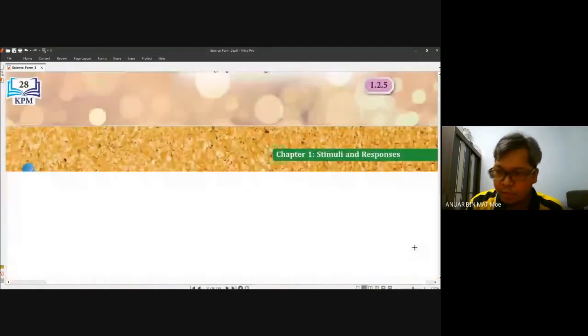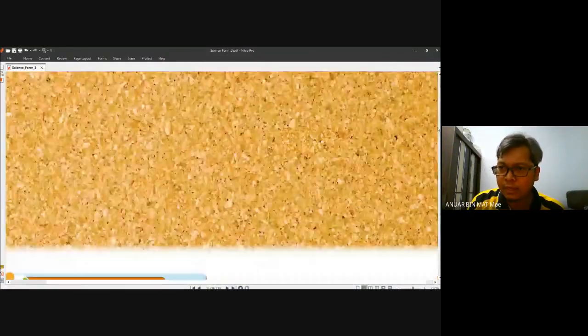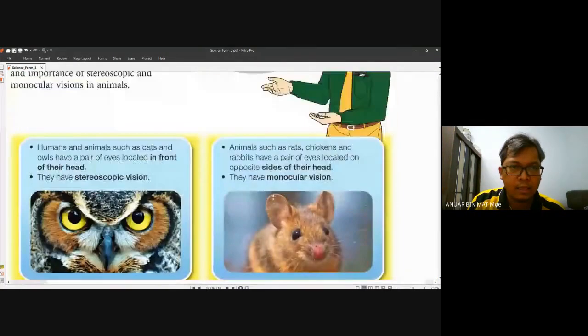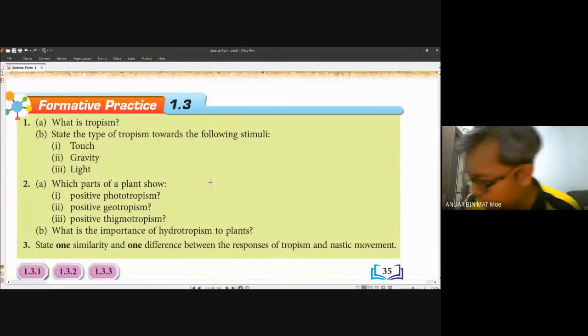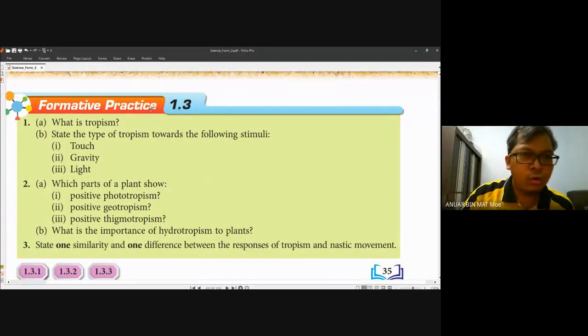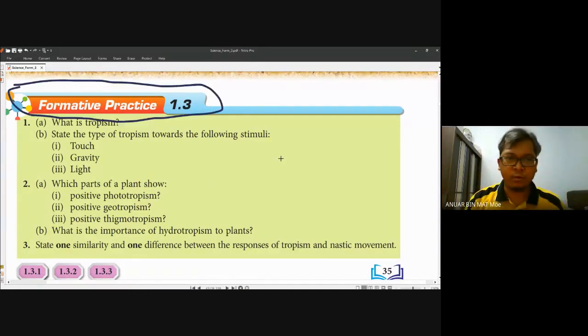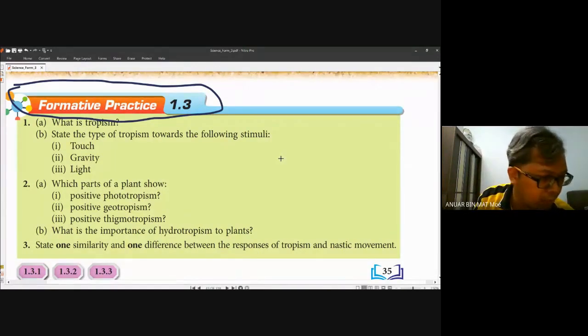Okay, now it's 12:27. Never mind. Okay. So I need you for your exercise. I need you to answer formative practice 1.3 on your exercise book. Is it okay? Boleh tak? Boleh ya? So never mind, I will give the exercise later on the Telegram. Saya akan bagi pada di dalam grup Telegram selepas ini. Ya, jika kamu ada, if you have any question, you can ask me on the Telegram group also, right?